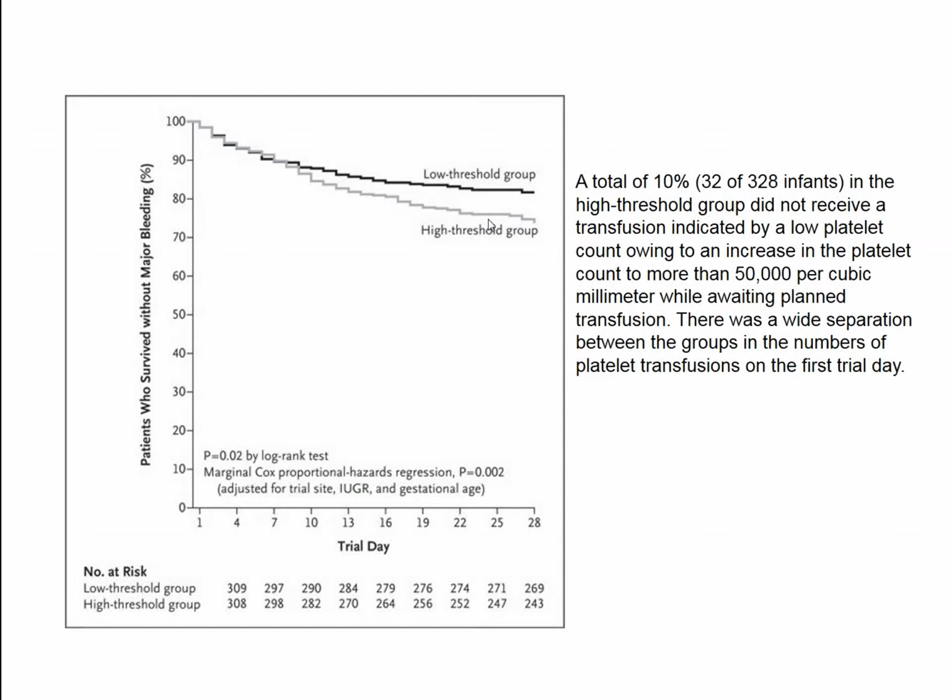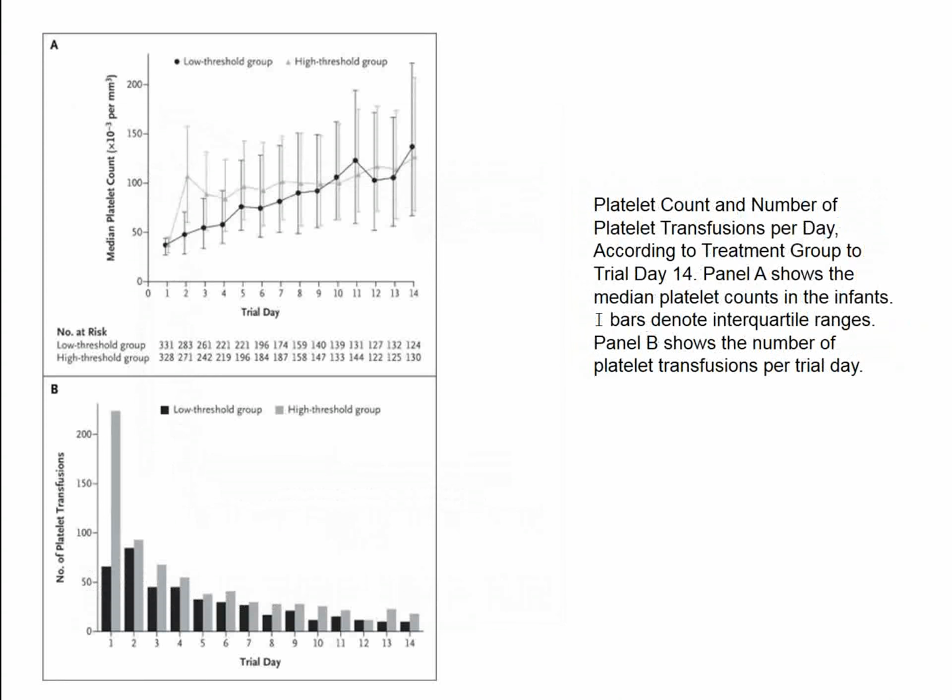And exactly how this outcome comes about isn't clear, but this is important to know because this is going to influence how physicians treat these very premature infants with thrombocytopenia. So the high threshold group, as you would expect, got more platelets.